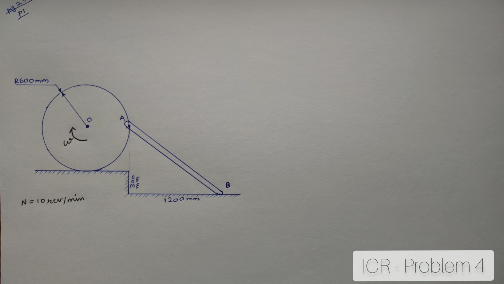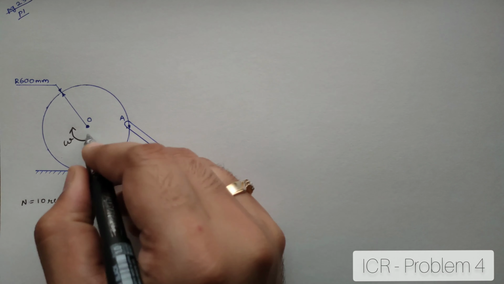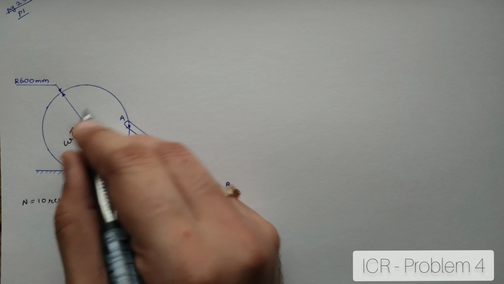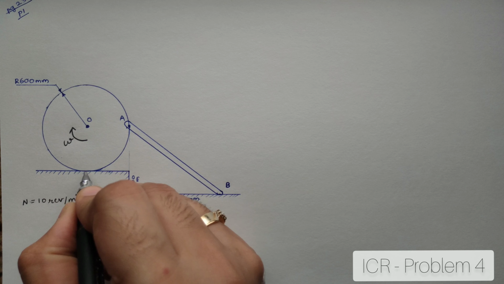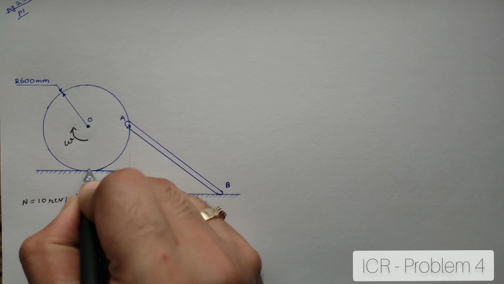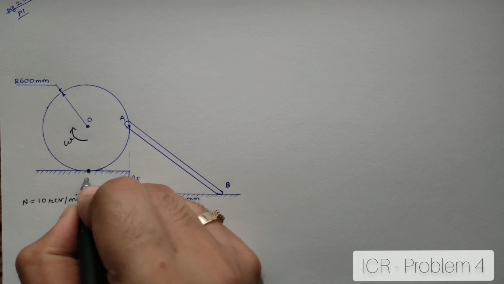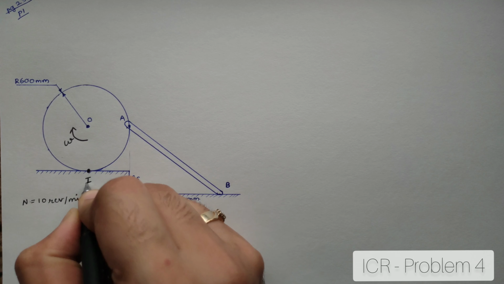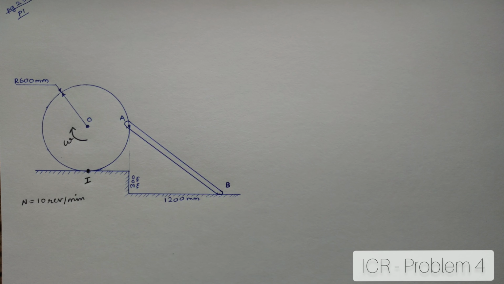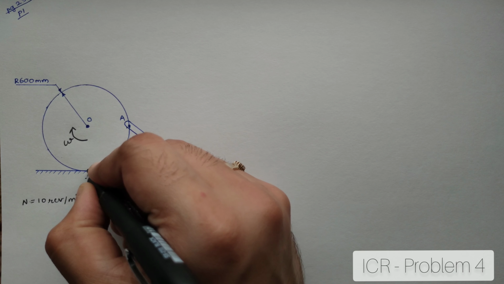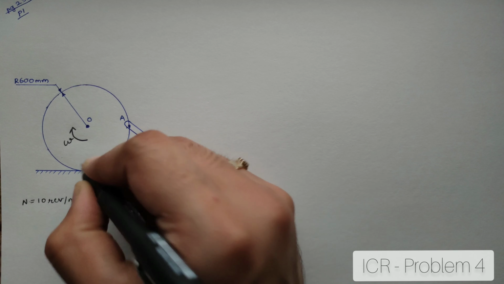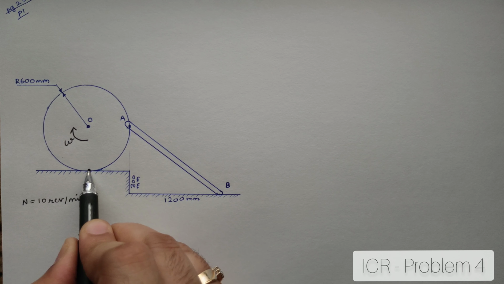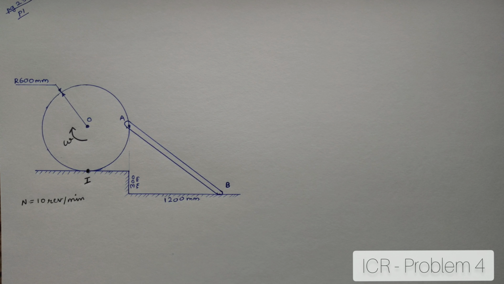So first of all, as I told you, we need to know one thing: if my roller is rolling without slipping, definitely the ICR will be exactly at the point which is in contact with the horizontal surface. So by default, without even thinking much, we just have to note this I over here as the point where my ICR for the roller is located.